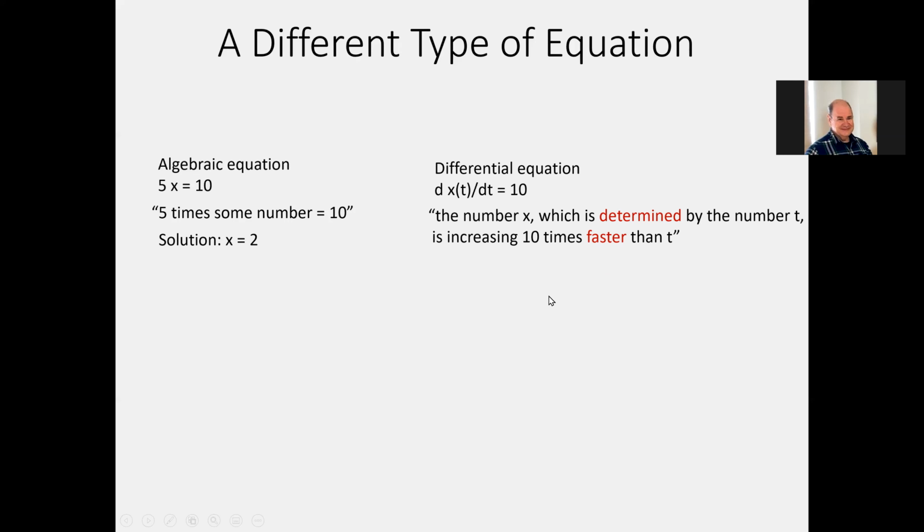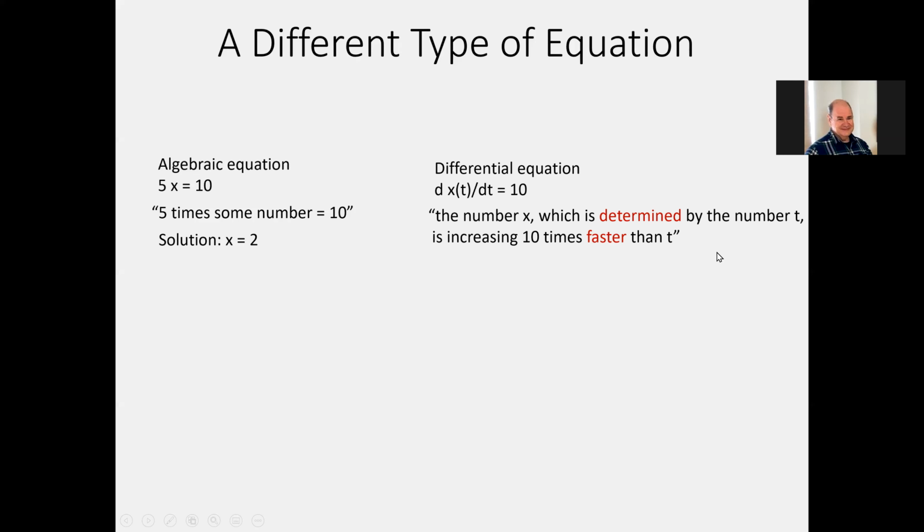The richness of the language of mathematics. What this says is that the number x, which is determined by the number t, is increasing. That's here 10 is positive. If I had 10 being a negative number, if this was a negative 10, it would be decreasing. But here I chose a simple positive 10. So that x is determined by the number t. That's this notation here of x of t. That x is determined by the number t, and x is changing 10 times faster than t.